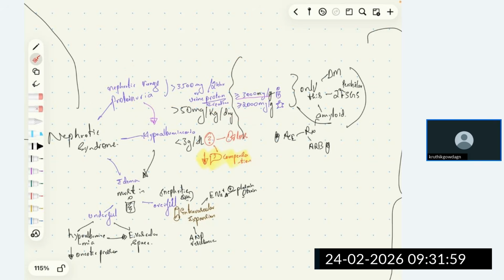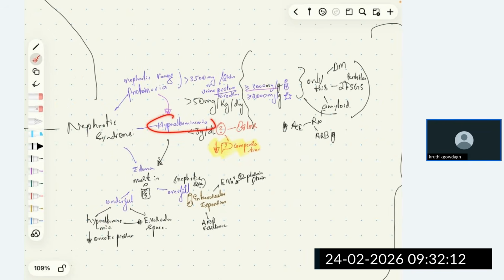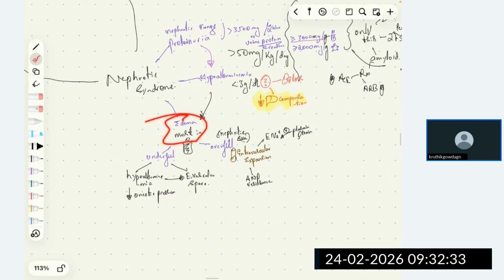In children, we also have the criteria. This is in adults, more than 3,500 milligram per 24 hours. In children, more than 50 milligram per kg per day is considered nephrotic range proteinuria. Associated with this, the patient will have hypoalbuminemia. When there is protein excreted in urine, there will be hypoalbuminemia, that is less than 3 gram per deciliter, due to loss of proteins in kidney and reduced hepatic compensation. We'll see how these occur in etiopathogenesis. First, see the criteria. Then we have edema: due to hypoalbuminemia, we must have edema, due to reduced oncotic pressure.